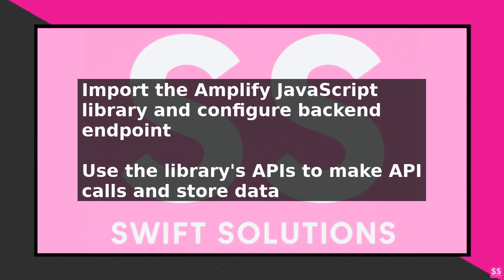Best practices for integrating AWS Amplify with backend functions include using environment variables to manage configuration settings, implementing error handling and logging to troubleshoot issues, and using security best practices to protect your application and data.